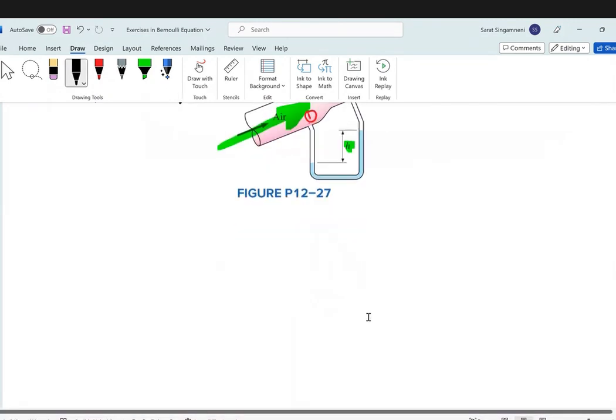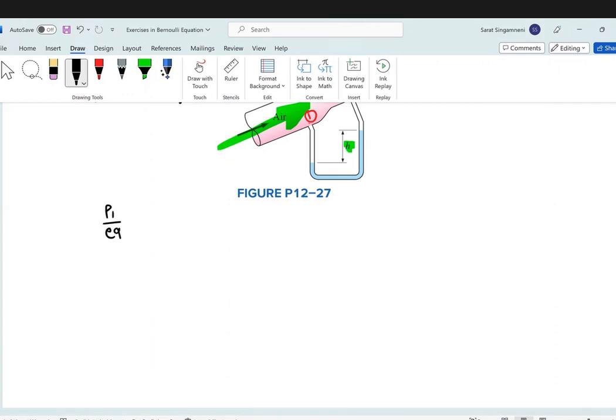All right. And now applying Bernoulli between the two: P1 over rho g plus V1 squared over 2g plus Z1 equals P2 over rho g plus V2 squared over 2g plus Z2.